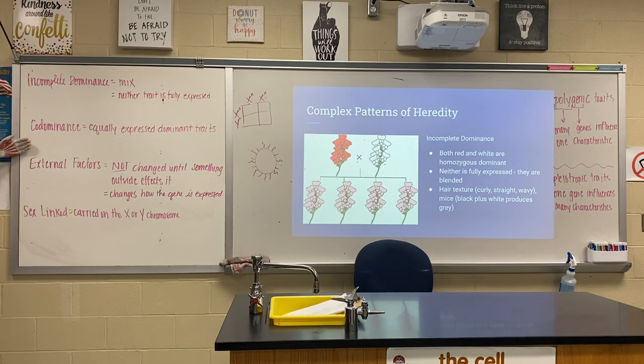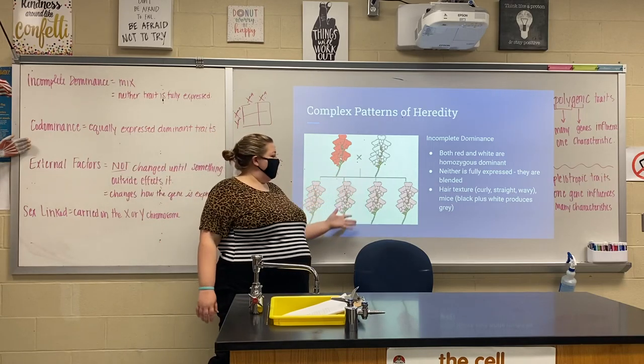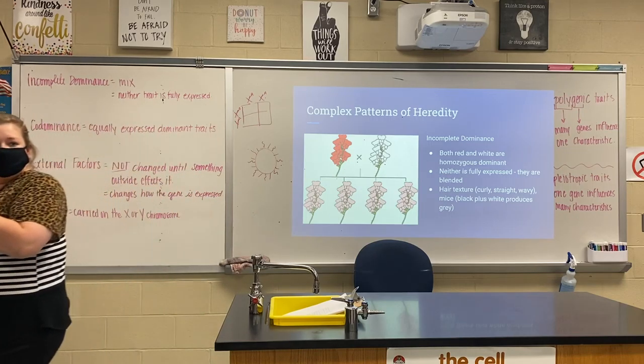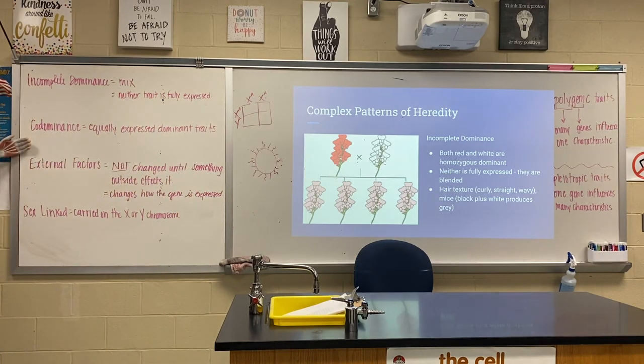So a really good example is if we take the red and the white snapdragons again from the beginning, and I cross them, I get pink snapdragons. So it's like mixing paint colors. Neither of the traits are fully expressed. We don't have a fully red, we don't have a fully white. If this were a punnett square, we would get heterozygous, and the dominant trait would probably be red. That just isn't how they work. There are some traits in certain living things that just don't fit in a punnett square. And this one where we're getting a mix is going to be called incomplete dominance.